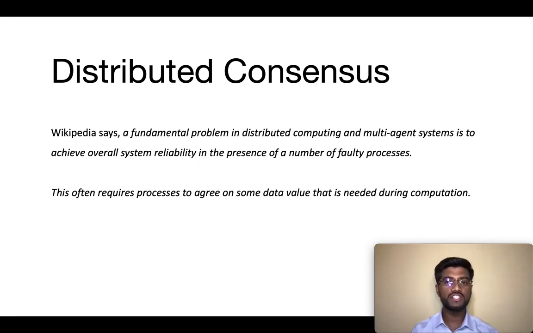If this definition sounds confusing to you, just remember the earlier explanation, which essentially means that all these systems that Wikipedia has talked about, they need to arrive at a conclusion even if there is a presence of a number of faulty processes which can hamper this decision-making process. This often requires processes to agree on some data point or, as we discussed earlier, the state of the transactions, and which is what is needed during computation of the consensus.